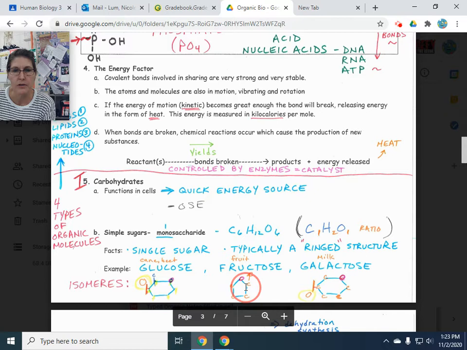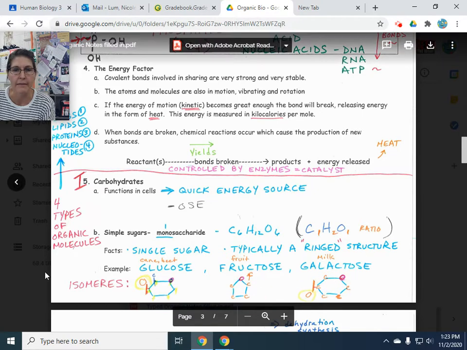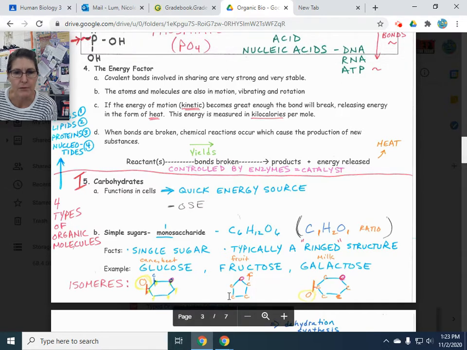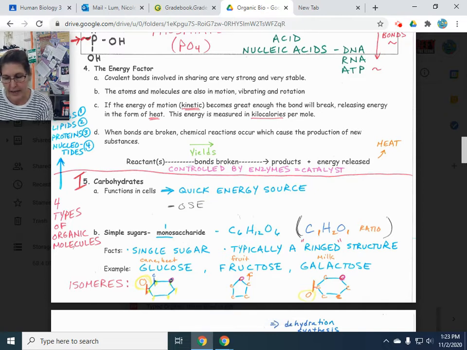Whether you're glucose, fructose, or galactose, you all have the formula C6H12O6. That's why they're called isomers. They have the same chemical formula, C6H12O6, but if you look at them structurally, the way that they are arranged, they're all a little different. Because of that arrangement, it makes them slightly different simple sugars. So isomer, once again: same chemical formula, different structural formula.